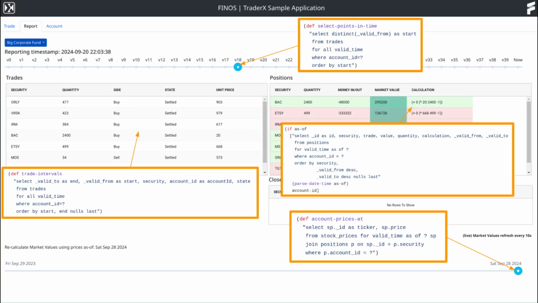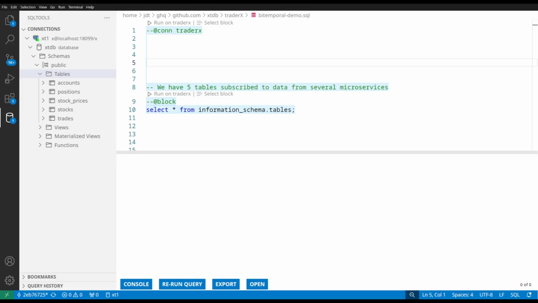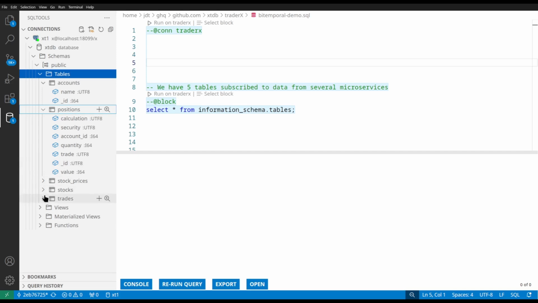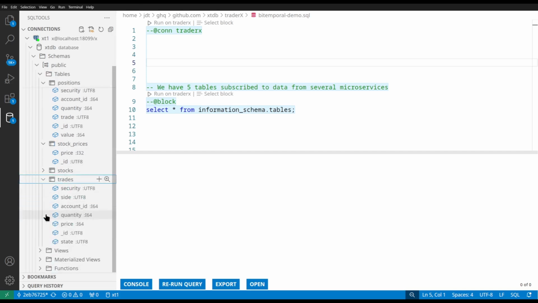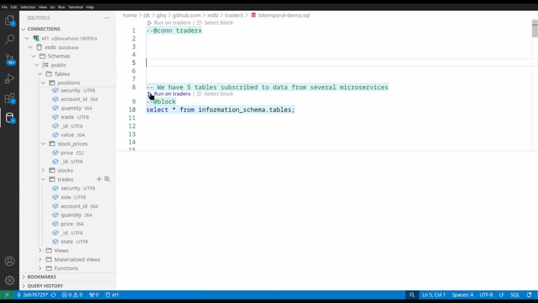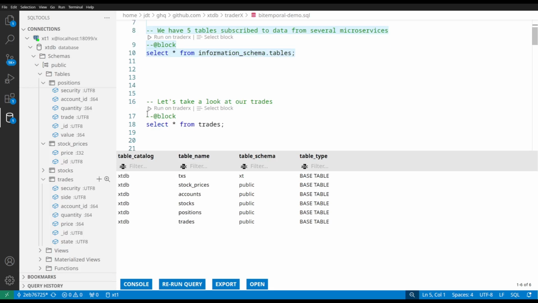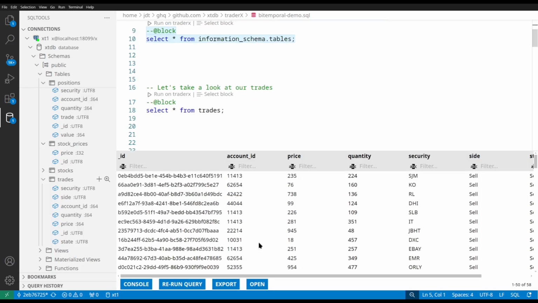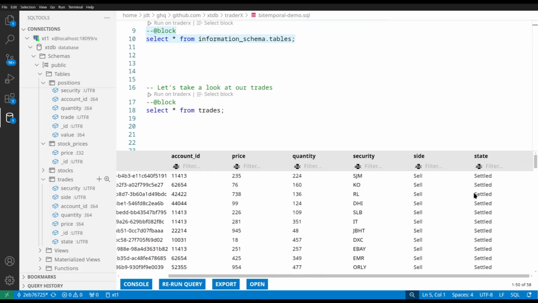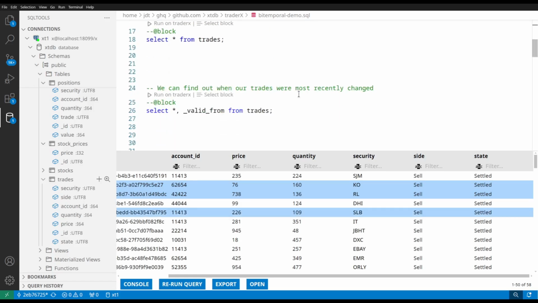XTDB powers all of this with its ubiquitous bitemporal SQL features, ensuring that we can temporally filter each and every table. To understand how this works, let's take a look behind the scenes. Here we're using Visual Studio Code and the SQL Tools extension to browse the XTDB database as if it were a Postgres database. We can browse the schema, we can take a look at our trades table, and we can see the settled state of all the latest trades.